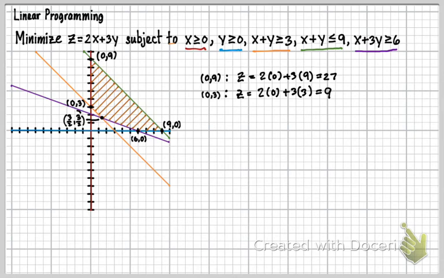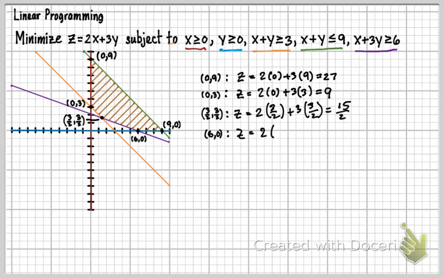And the next point is going to be this 3/2, 3/2. And that's going to be z equals 2 times 3 over 2 plus 3 times 3 over 2. Let me fix my 3. And that equals 15/2. And the next point I'm going to pick is 6, 0. And that's going to be z equals 2 times 6 plus 3 times 0. And that's going to equal 12. And then I'm going to pick 9, 0 for the last one. And that's going to be z equals 2 times 9 plus 3 times 0. And that's going to equal 18.